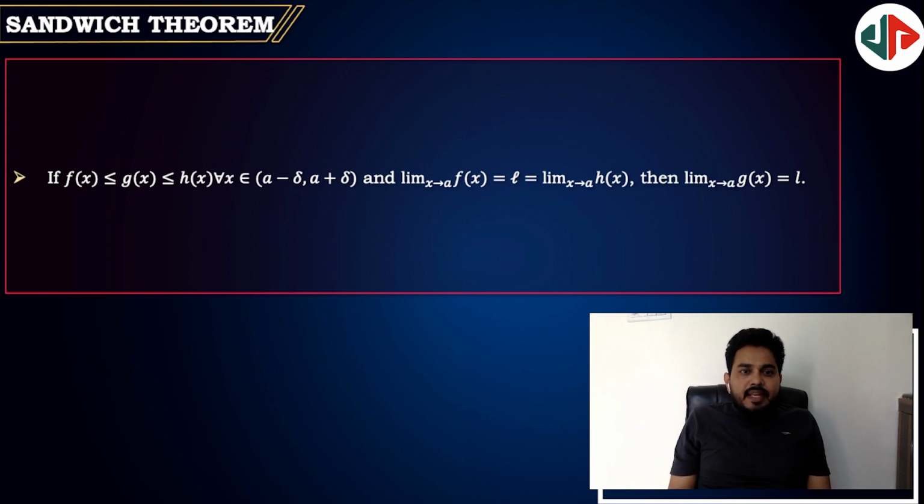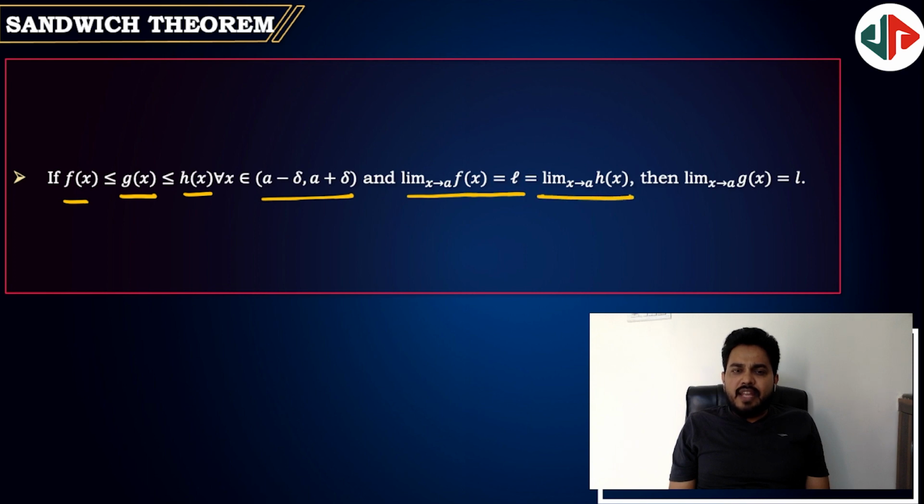Means in a given neighborhood, g of x lies between f of x and h of x, whereas as x tends to a, the limit of f of x is equal to L and the limit of h of x is equal to L. If this is there, then the middle value also is going to be the same thing.